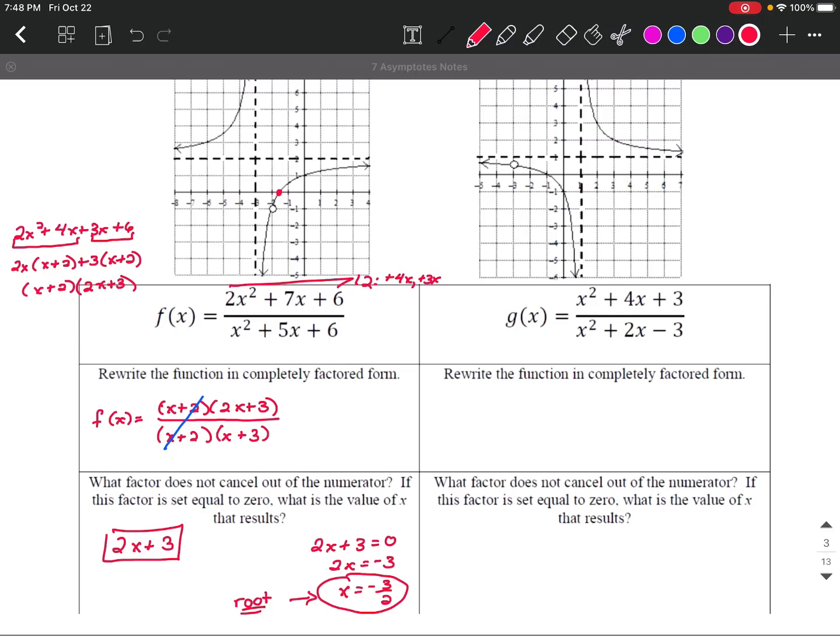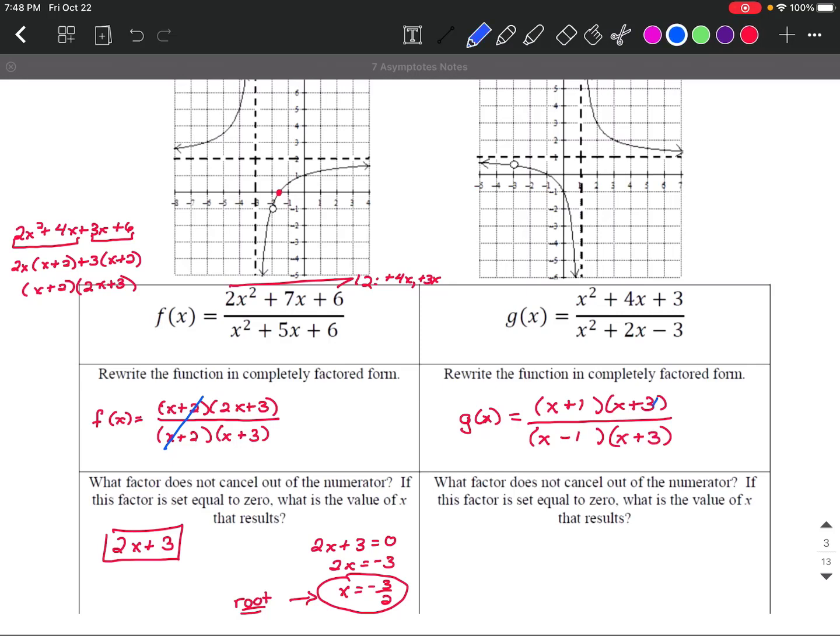Let's see if the same thing happens with g of x. If we factor g of x, we have an x and an x. We need two numbers that multiply to 3 and add to 4. That's 1 and 3. In the bottom, we need an x and an x. We need two numbers that multiply to negative 3 and add to 2. That's a negative 1 and a positive 3.